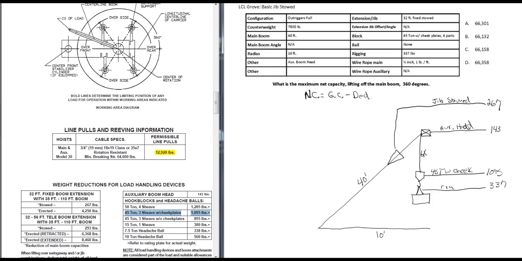And this is an area where a guy could get himself in trouble. There's 45-ton with cheek plates. There's also 45-ton without cheek plates. Make sure you've got the right block. Make sure you're writing in the correct number, as it would be real easy to write down 895 pounds instead of the correct 1,095 pounds. So you want to be quick and accurate.